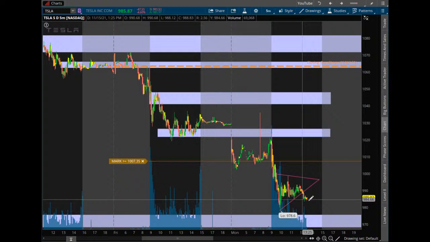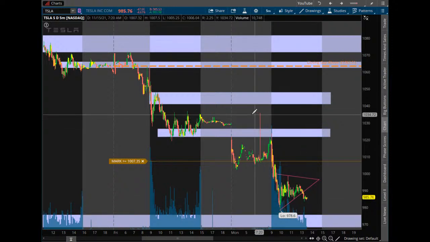So again, if we break down below these lows right here, Tesla might work its way down to the next pivot level. So that's another one to keep an eye on here too. Let me run through those. So we got those. We looked at Bitcoin here already.